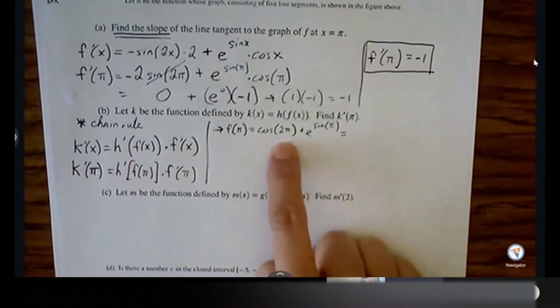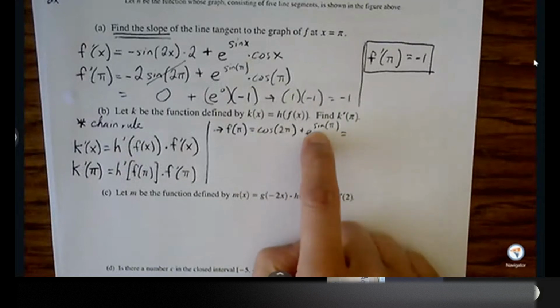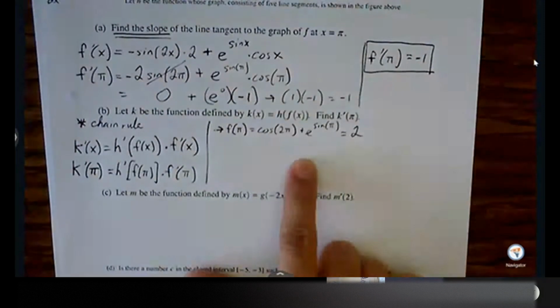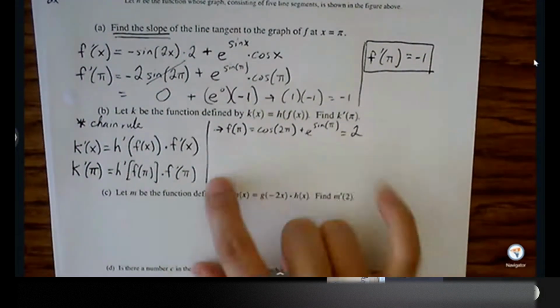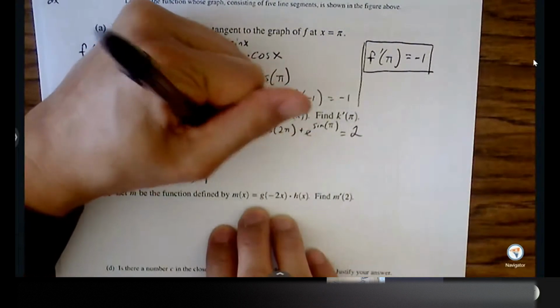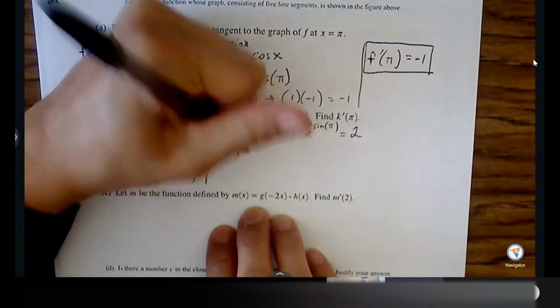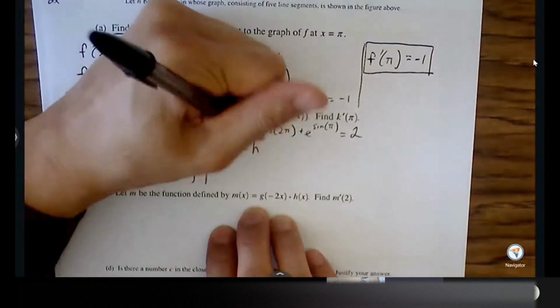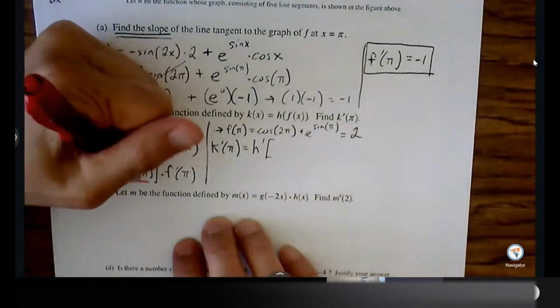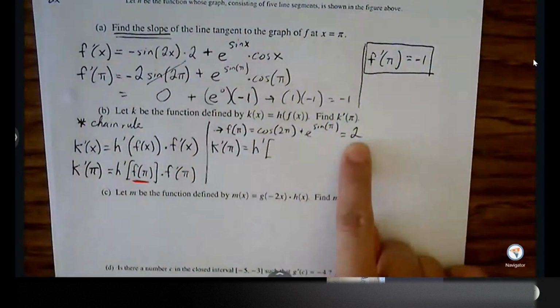Okay, so cosine of 2 pi is 1. E to the 0 is 1. 1 plus 1 is 2. Okay, so 2 is going to replace this f of pi here. All right. So f of pi is going to get replaced with 2.